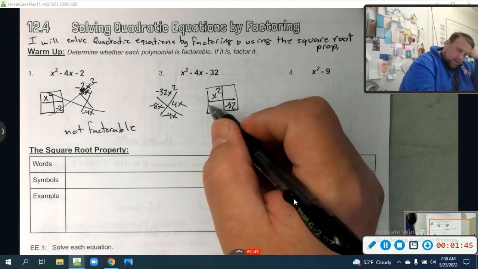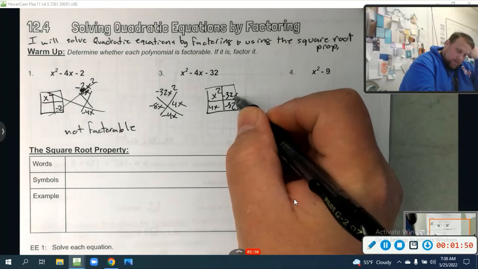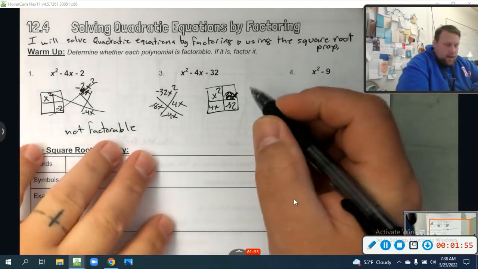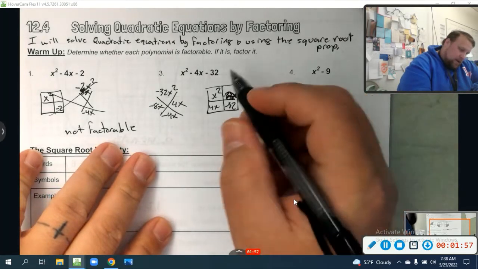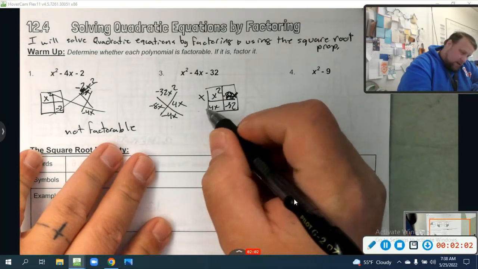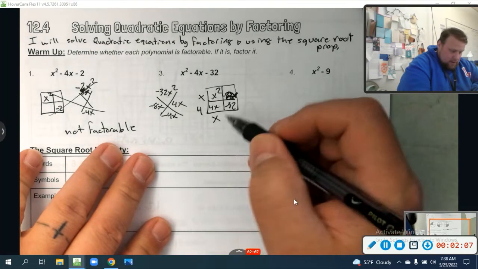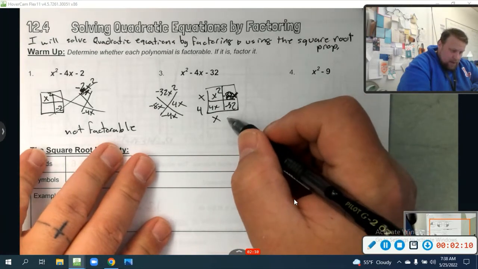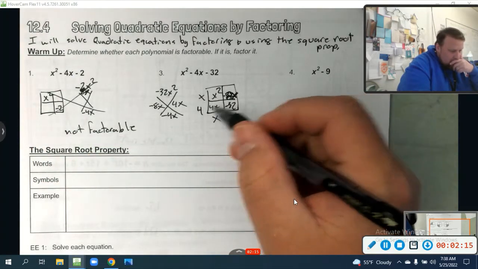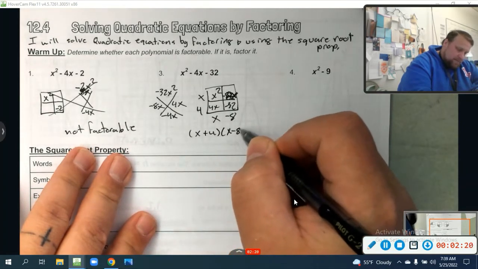So let's try this out. 4x, negative 8x. My goodness, I must be tired this morning. All right, so what can I pull out up here? I can pull out an x. Down here, I can pull out a 4, right? And then x times x is x squared, x times 4 is 4x, negative 8 times x is negative 8x, and negative 8 times 4 is negative 32, so this is x plus 4 times x minus 8.